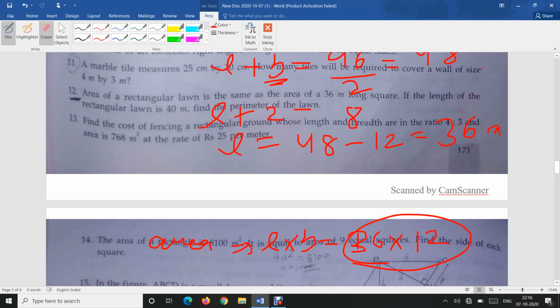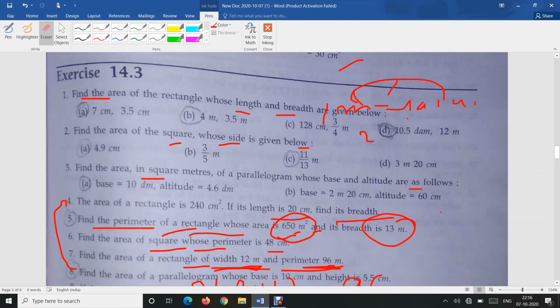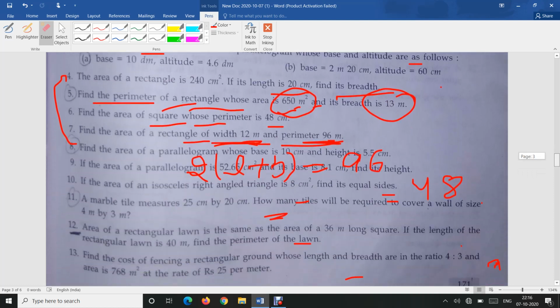Now let's see the next question, which is question number, just a minute, let me remove this so that we can read the next question.